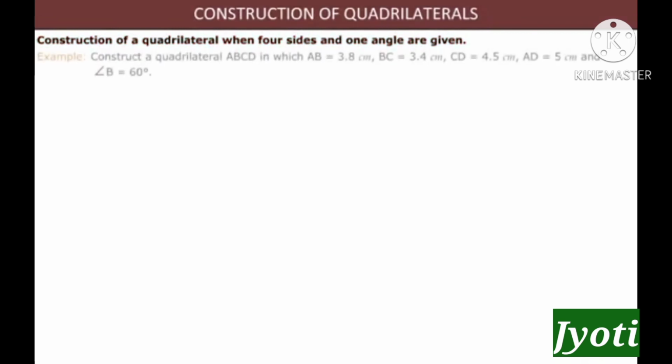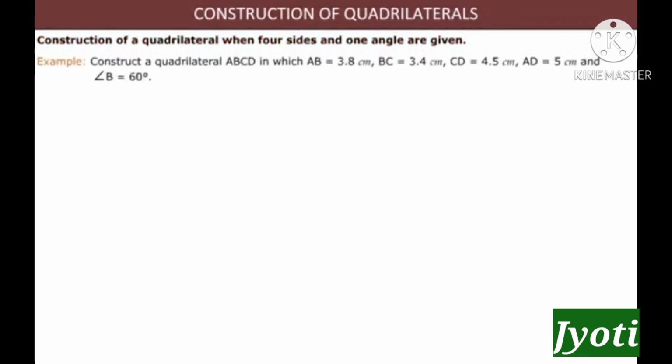Construction of a quadrilateral when 4 sides and 1 angle are given. Example: construct a quadrilateral ABCD in which AB is equal to 3.8 centimeters, BC is equal to 3.4 centimeters, CD is equal to 4.5 centimeters, AD is equal to 5 centimeters, and angle B is equal to 60 degrees.